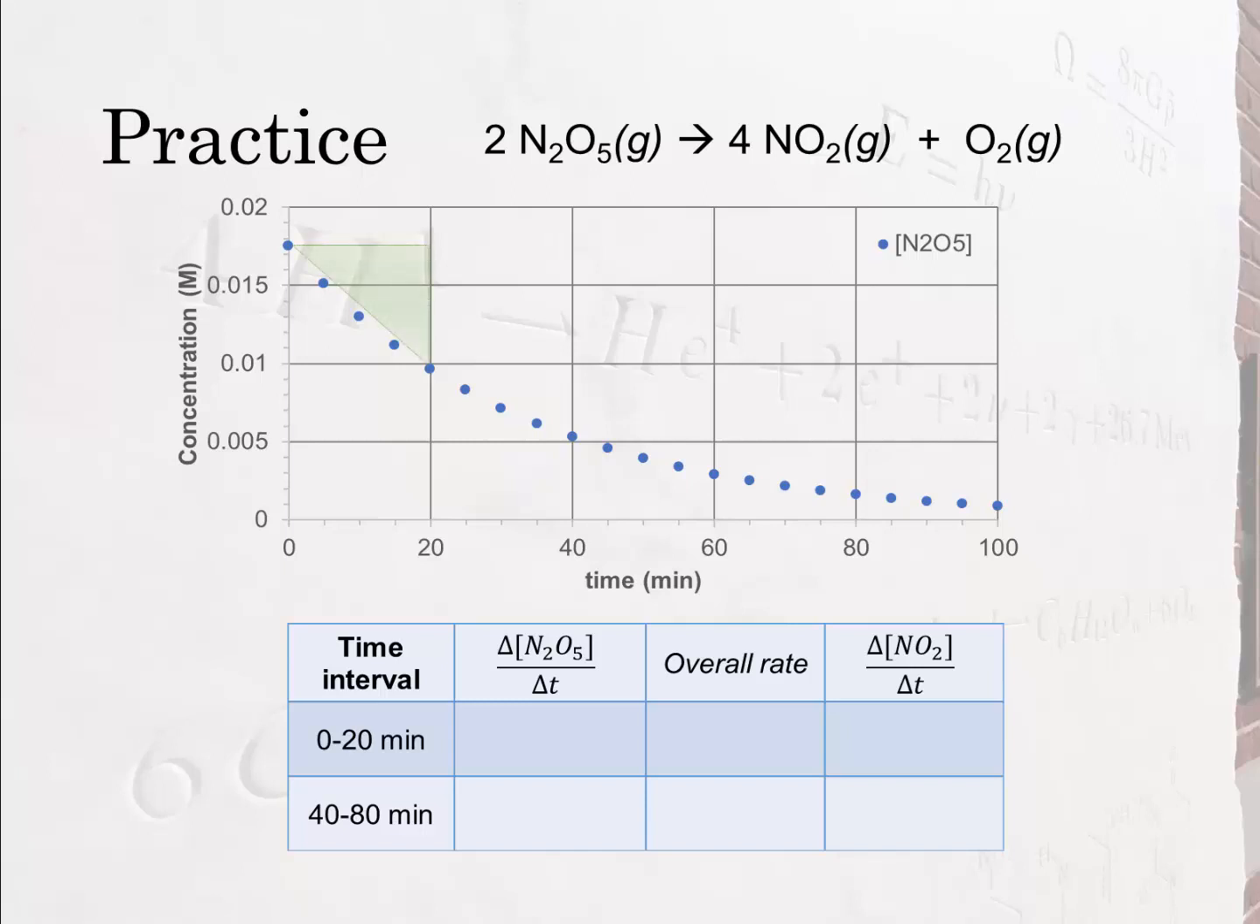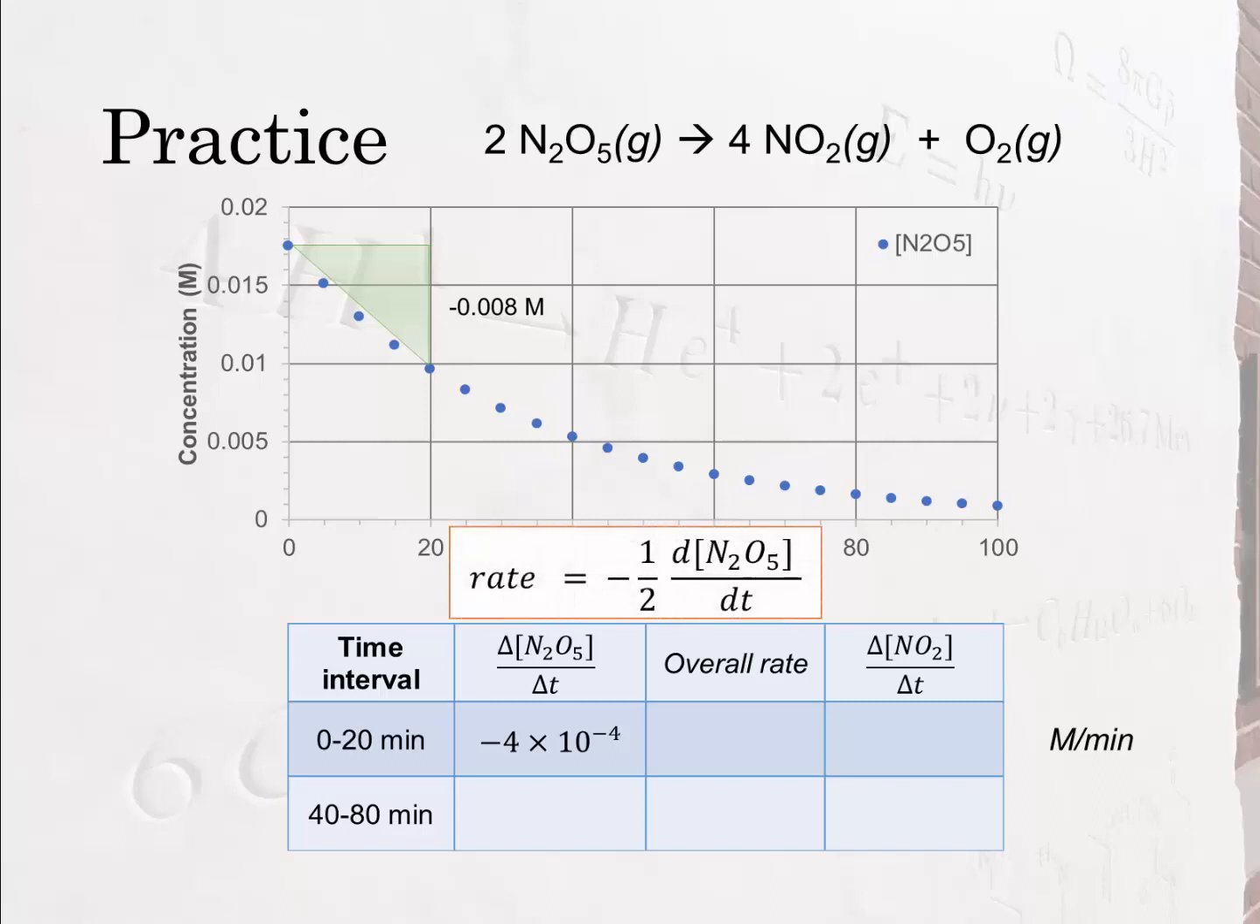During the first 20 seconds, the concentration of N2O5 decreases by about 0.008 molar, which gives a rate of -4 times 10 to the -4 molar per minute. The overall rate of the reaction is -1/2 times the rate of N2O5, which equals 2 times 10 to the -4. The rate of formation of the product NO2 must be 4 times the overall rate, or 8 times 10 to the -4 molar per minute.